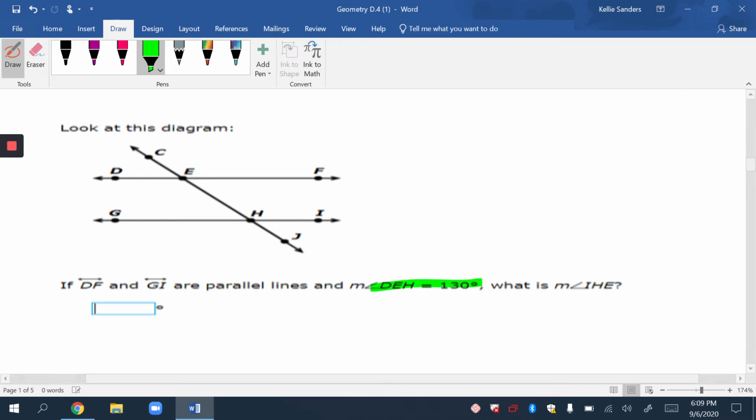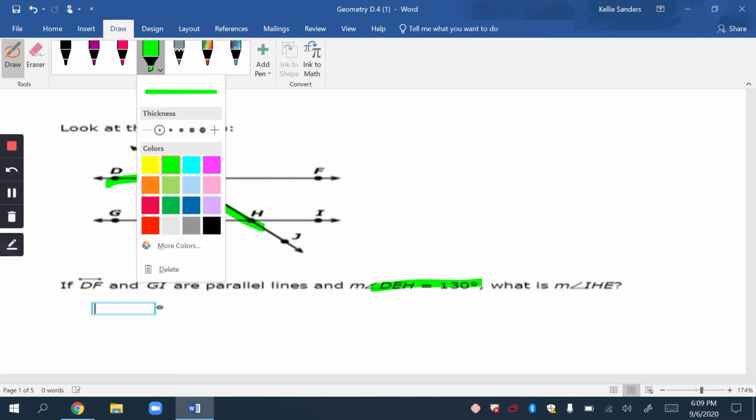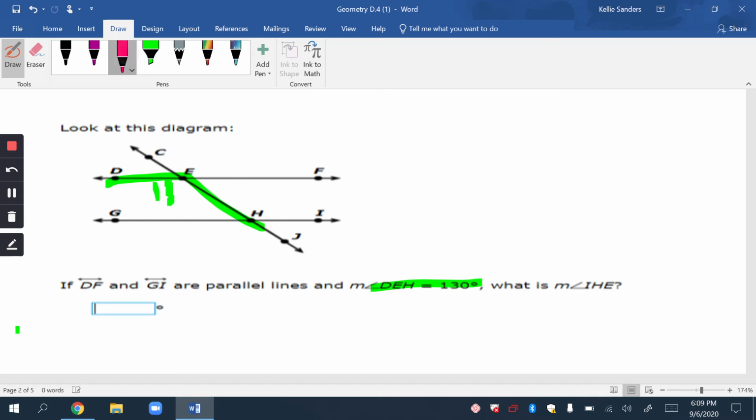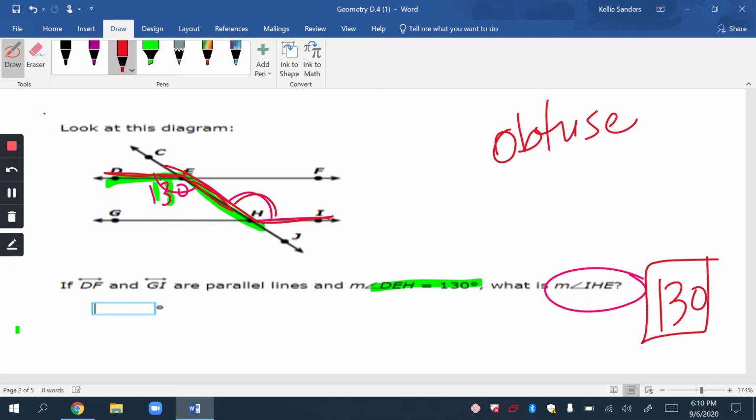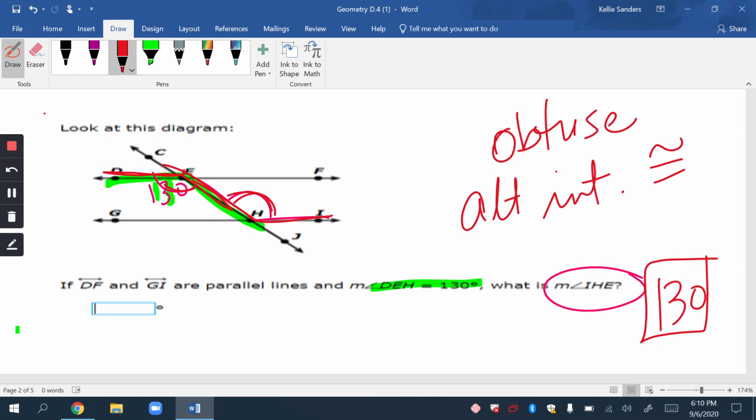DEH is 130. From D to E to H is 130. How much is IHE? From I to H to E. A couple ways that you can think about it. You can think, oh, 130 is an obtuse angle. This one is an obtuse angle. If they're both obtuse, then they're both going to be the same measure. But this angle and this angle are also alternate interior angles. And if they're alternate interior, that means that they are congruent, which means that they are equal. So angle IHE is 130.